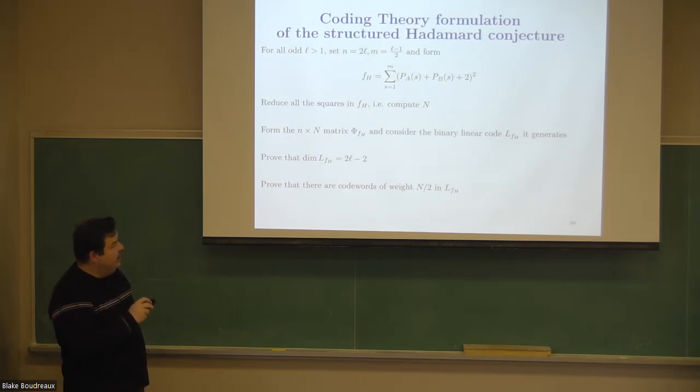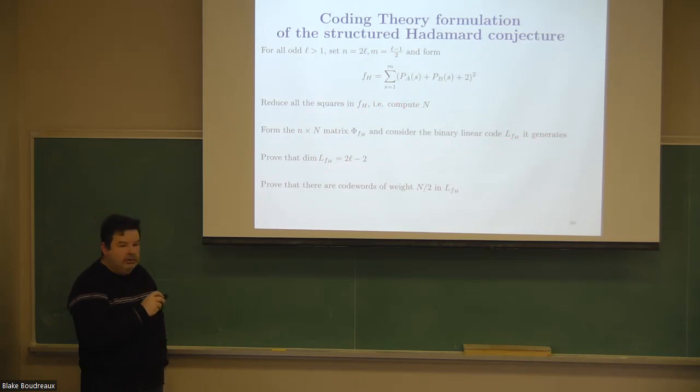This is something very commonly done in symbolic computation, right? In many different contexts. You form your matrix, lowercase n by uppercase n. You consider the binary linear code. You can prove that the dimension is 2L plus 2. That's easy to do. Any coding theorist can do that for you.